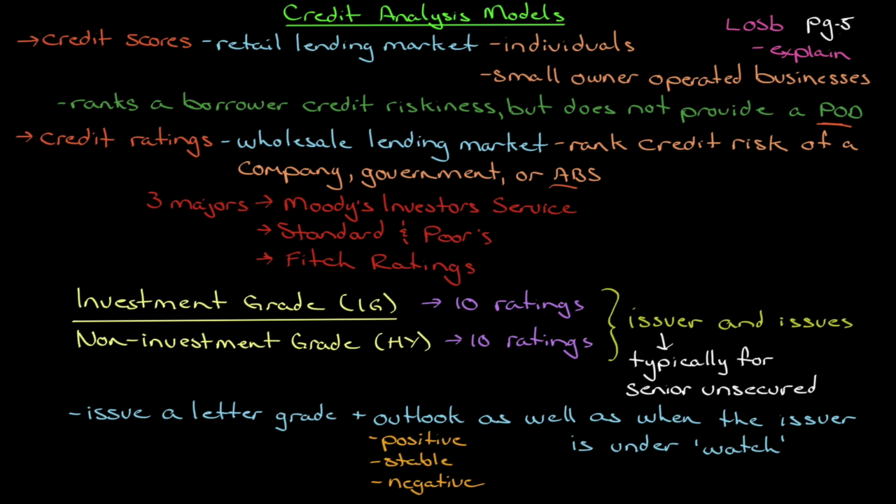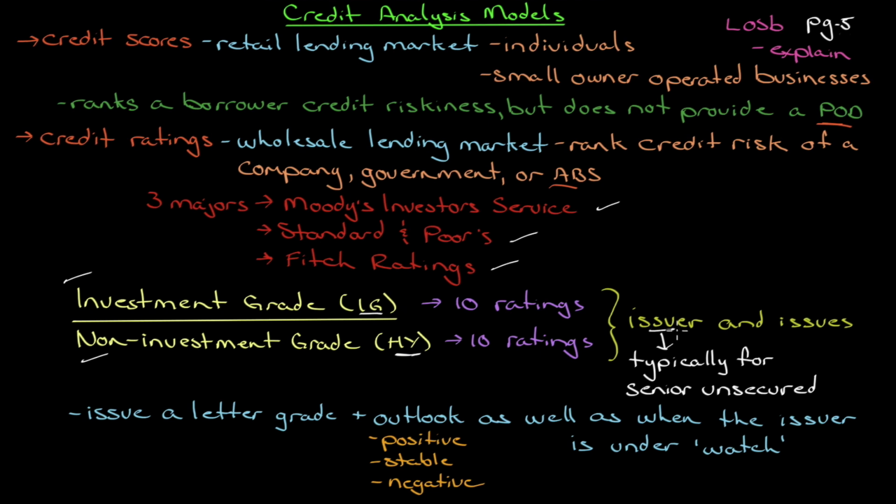There are 3 major credit rating agencies: Moody's Investor Services, Standard & Poor's, and Fitch Ratings. Ratings are broken down into 20 categories. There are 10 categories of investment grade ratings and 10 categories of non-investment grade ratings. Investment grade is typically shortened to IG. Non-investment grade rating is typically denoted by HY for high yield.